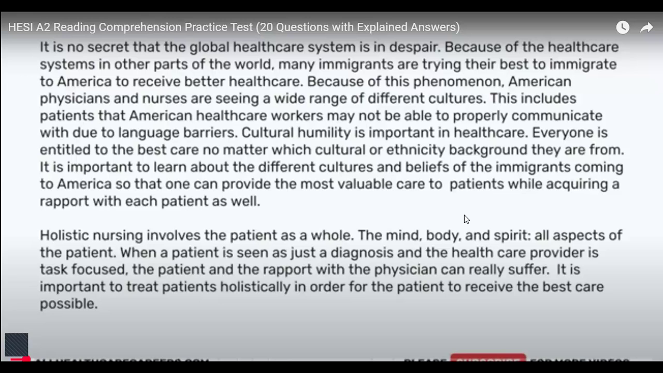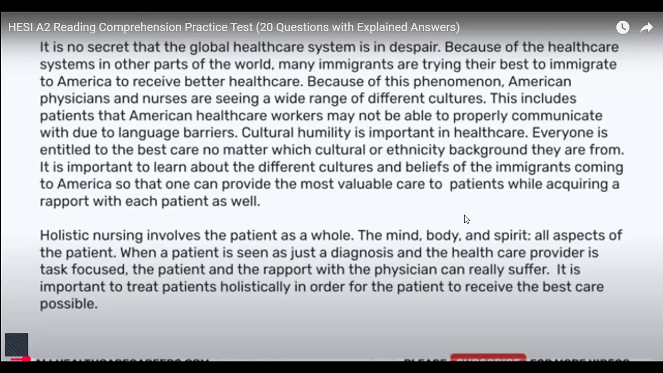Okay? Right? It is important to treat patients holistically. It is important to treat patients holistically in order for the patient to receive the best care possible. So they're telling you, point blank, you have to treat the patients as a whole person, the mind, body, and soul, to do your job, which is to provide the best healthcare possible to these immigrants coming in.